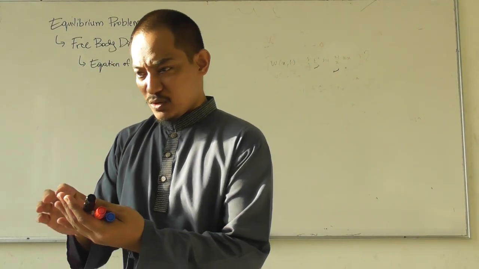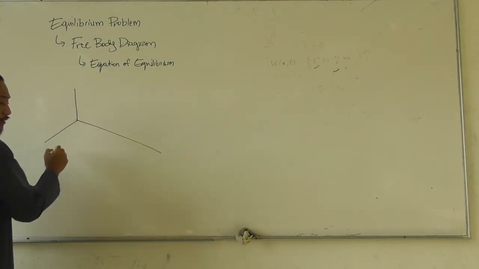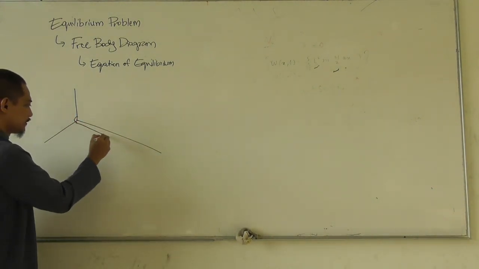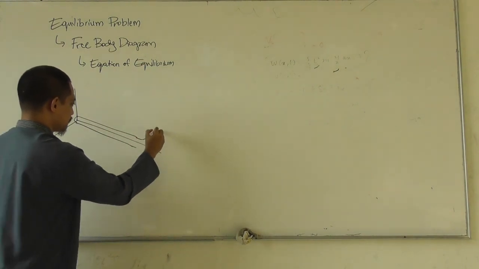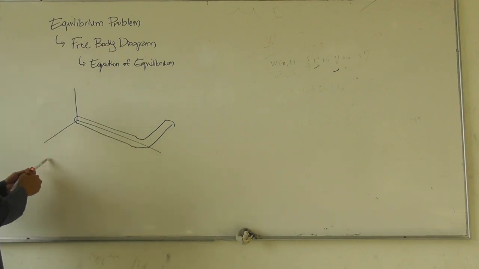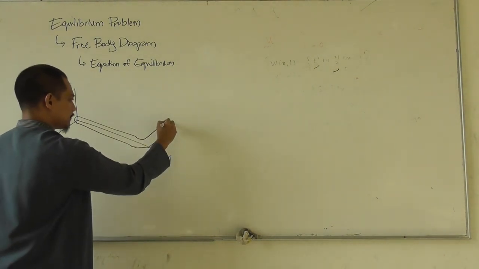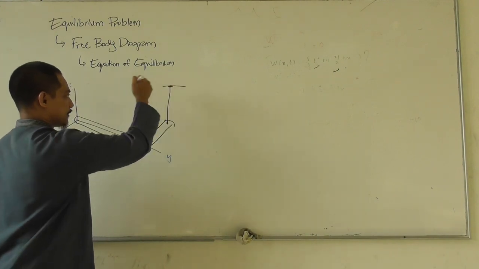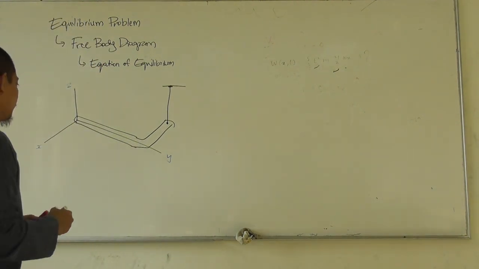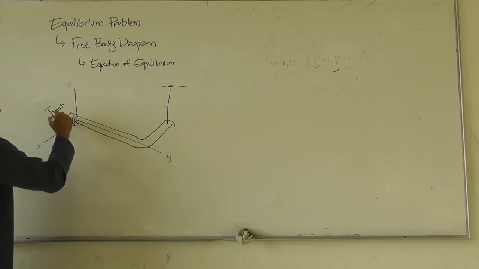Now, the problem is something like this. X, Y, Z, and then it goes here, into a certain point where it goes there, along the x-axis. X, Y, and then you have a cable here. Some support there, and then this is a thrust bearing.